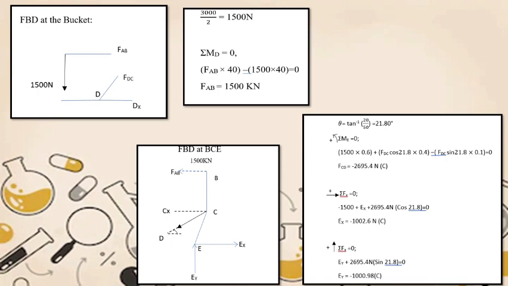Ini EY, tersalah, typo. Kita assume ke atas adalah positif, and then we will get EY negative 1000.98, which is compression tu.